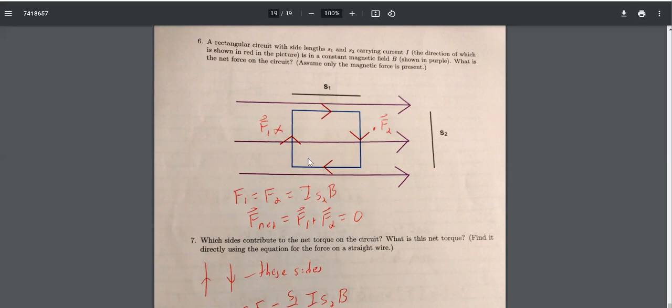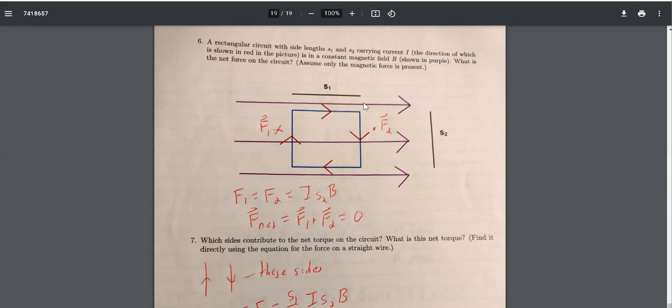Okay, so those are the magnitudes of our forces. Now what we need to find is the direction. We can use the right-hand rule to do this. Let's do this side first. We put our fingers in the direction of the current. So we put our fingers like this. We curl them in the direction of the magnetic field. That means your fingers should point to the right and your thumb should be pointing down. So the force on this one is down.